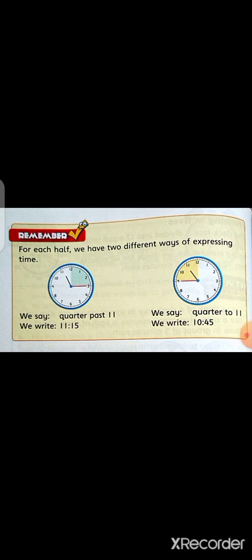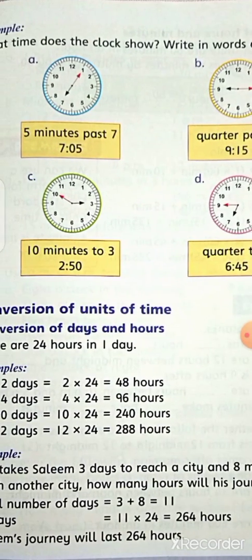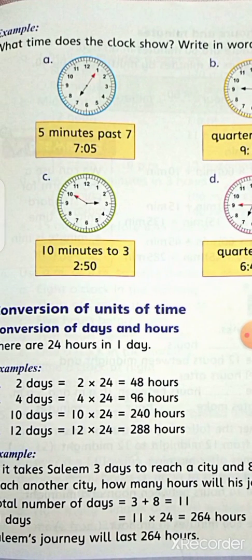Now on page number 169 there are examples. What time does the clock show? Write in words and numbers. In the A part, if you look carefully at this clock, there are two hands. One is black and the second one is red. Red denotes the minute hand, and the black hand is the small hand that shows the hour hand.